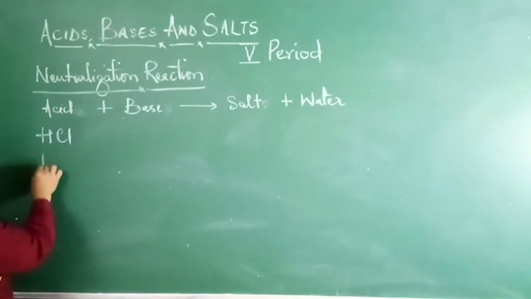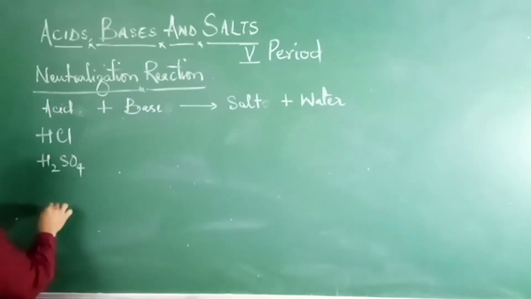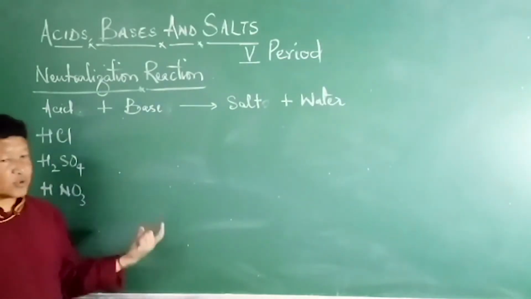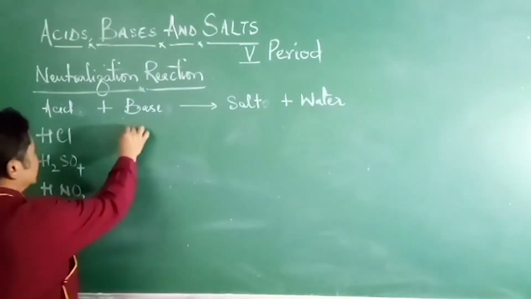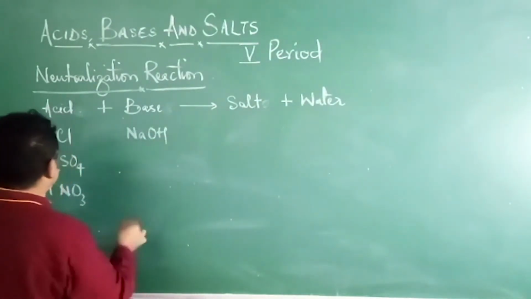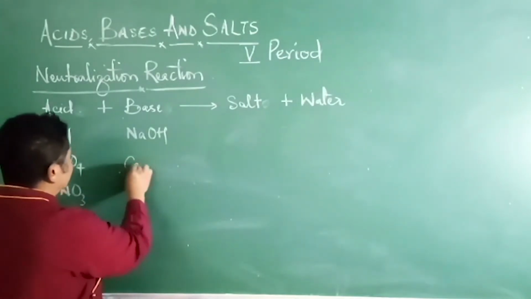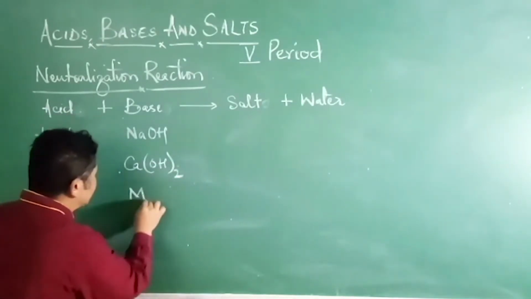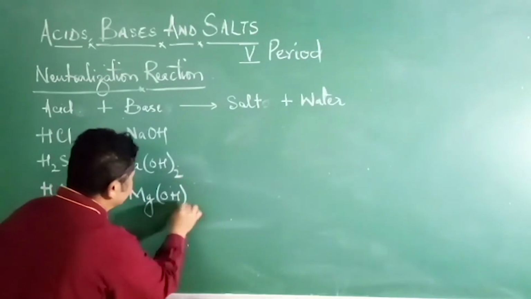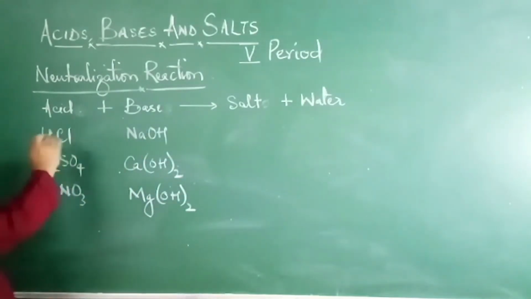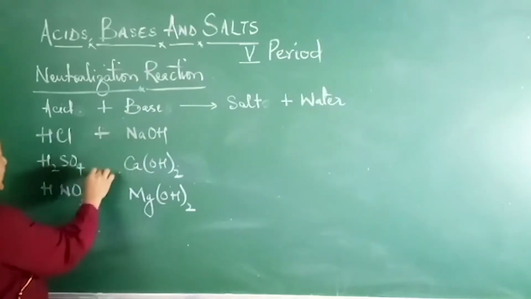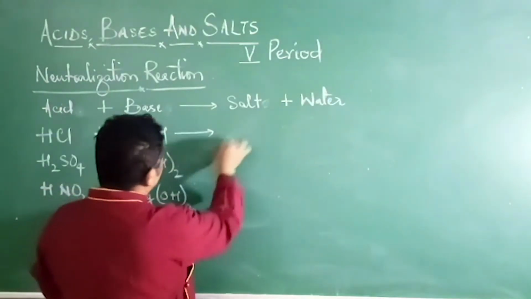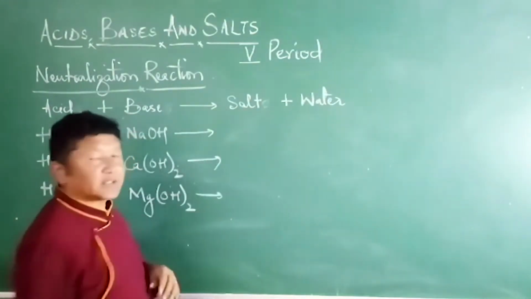Hydrochloric acid, sulfuric acid and nitric acid. For bases, examples are sodium hydroxide, calcium hydroxide, magnesium hydroxide. Now when these acids combine with these bases, we are going to obtain salt here. We are going to get salt.